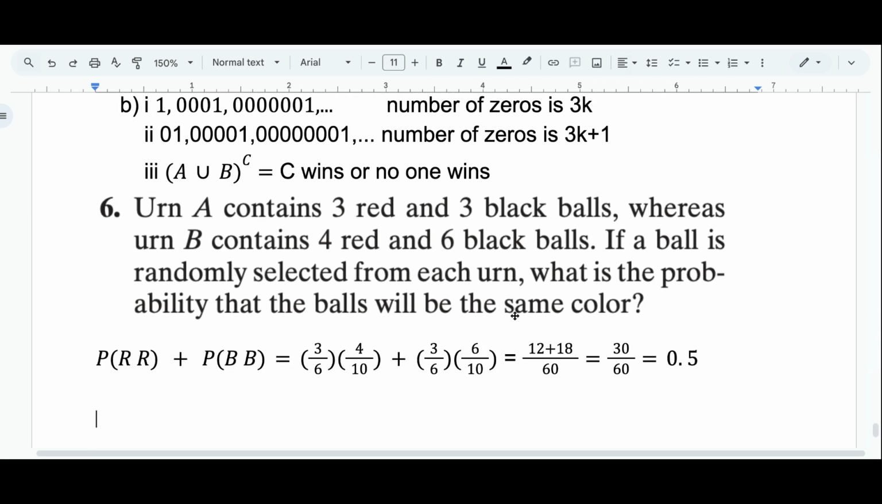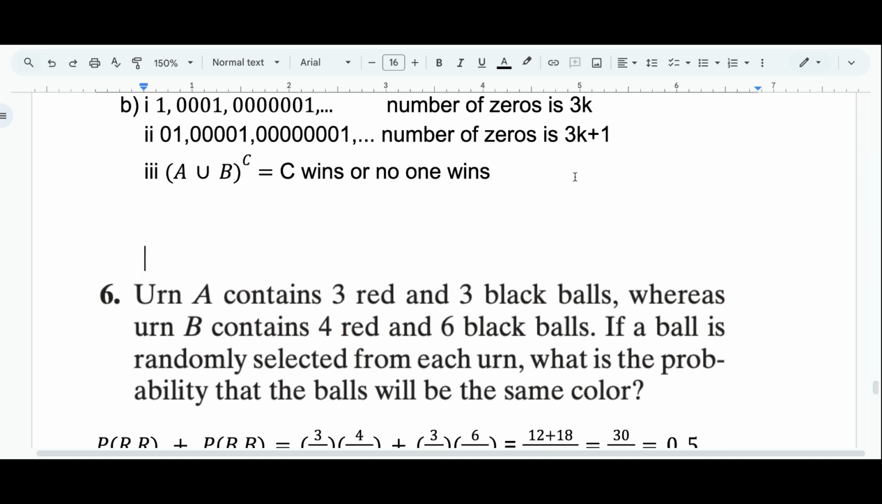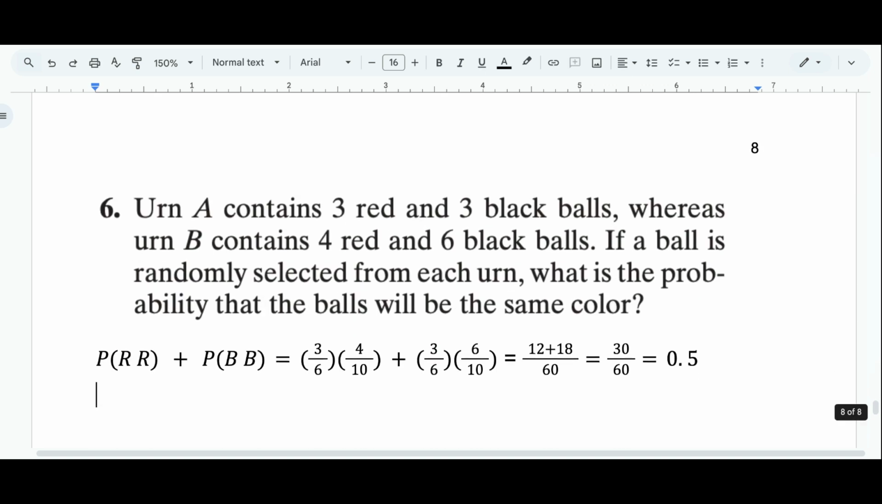All right, we'll finish up here with this probability question. I'll just move this down. We have an urn that contains 3 red and 3 black balls. That's urn A. Urn B contains 4 red and 6 black balls. If a ball is randomly selected from each urn, what's the probability they'll be the same color? So what's the probability of getting the same color by getting both red?